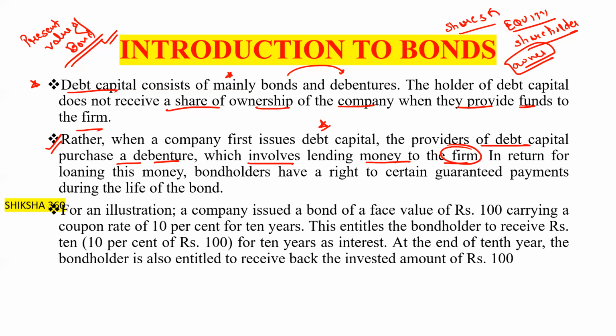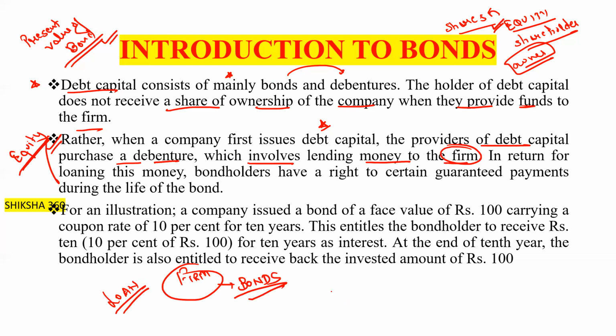What they want to say is that in place of equity, the firm takes money in another form. If it does not raise money in the form of equity, by issuing shares, the other form is by issuing bonds. If a company issues bonds in the market, people will purchase those bonds.